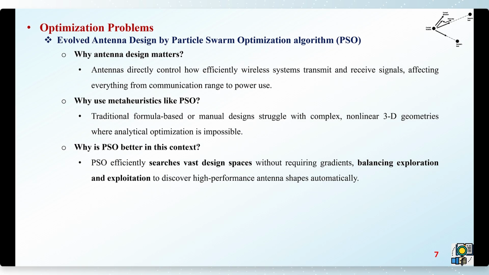So why does this topic matter? Why does antenna design in general matter? Because antennas directly control how efficiently wireless systems transmit and receive signals, affecting everything from communication range to power use. Why use metaheuristics like PSO? Traditional formula-based or manual design struggles with complex nonlinear 3D geometries, where analytical optimization is impossible. Why is PSO better in this manner? PSO efficiently searches a vast design space without requiring gradients, balancing exploration and exploitation to discover high-performance antenna shapes automatically.